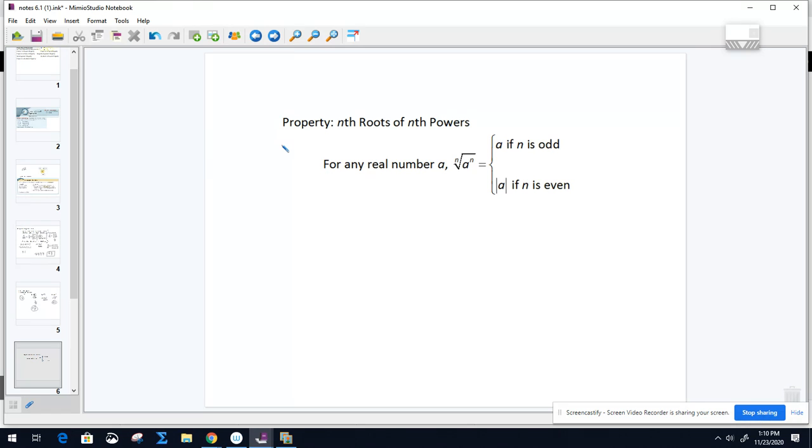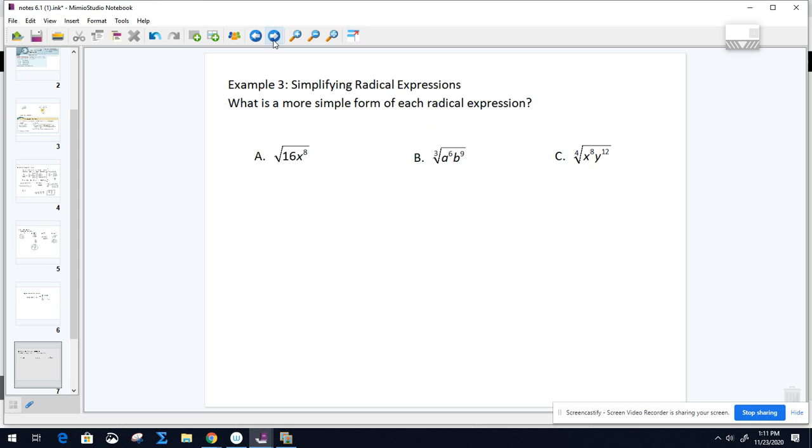Again, you'll see some answers here where I tell you that the answer has to be in the absolute value because it has to be positive, because we can't have a negative underneath the radical. And that deals with when we're dealing with exponents. When we're dealing with exponents, we don't know what that number is yet, but I can guarantee that it's positive by putting it underneath the absolute value sign. So what is a more simple form of a radical expression? Well, this is a square root, which means I have an index of 2.